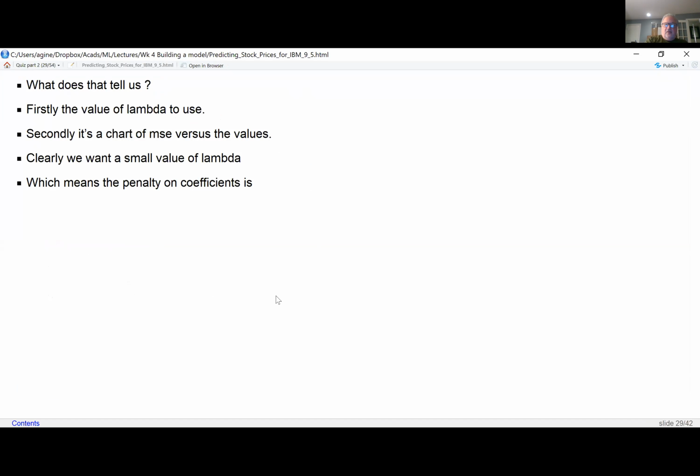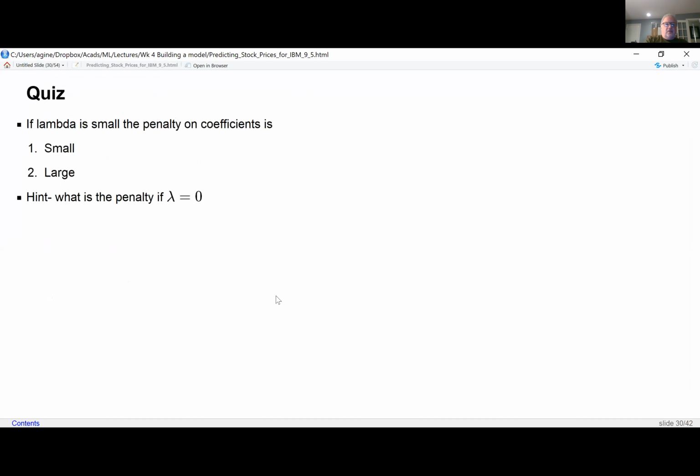What this means is the penalty on the coefficients it's suggesting is going to be rather small. But we'll see it does do that. So if lambda is small, is the penalty on coefficients large or small? What is the penalty if lambda is 0, which is really small? There will be no penalty if lambda is 0. If the lambda is small, the penalty on the coefficients is small, right? It means that the coefficient can still be pretty large without being much of a penalty. Correct. Okay.